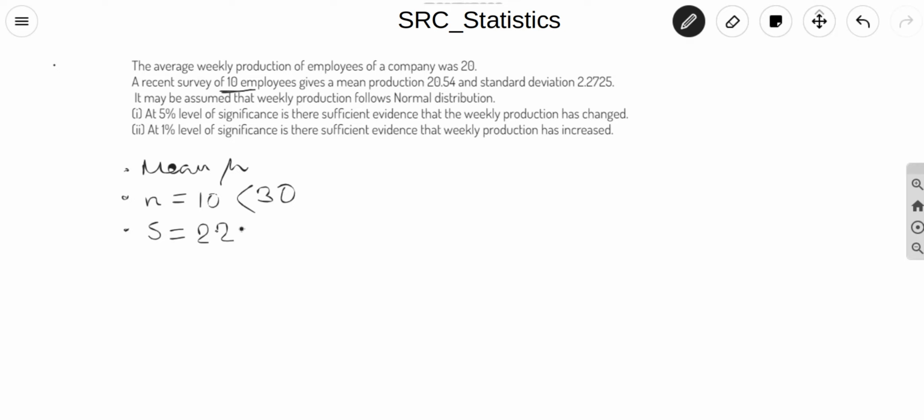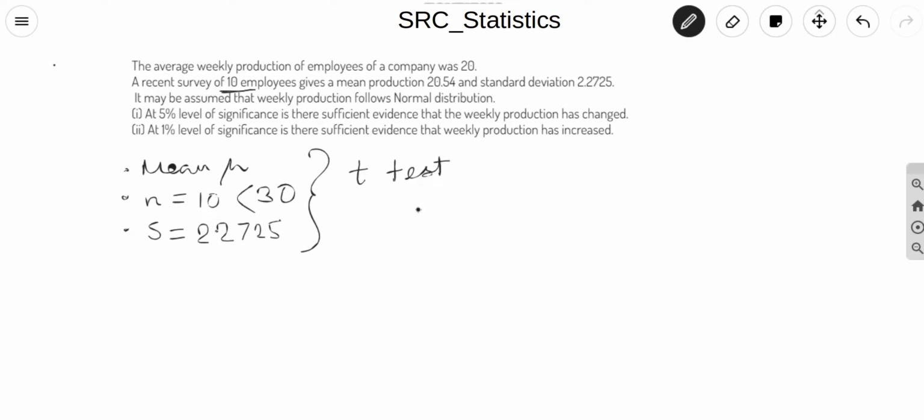The sample standard deviation is 2.2725. That is given, so we see that the population standard deviation is not known to us. So this is a test for mean for a small sample size, and the population standard deviation is not given, but the sample standard deviation is given. In that case, the test appropriate is t-test.